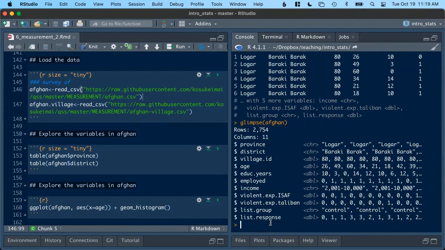And then we have data on individual measures. So these are things that the survey respondents answer. We have age. I believe this is a survey of only men.